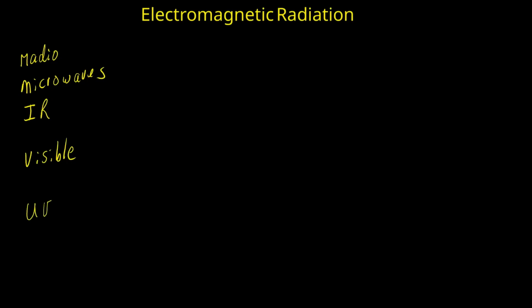Let's discuss different forms of electromagnetic radiation. Okay, we'll start with radio waves, followed by microwaves, infrared or IR, visible, UV, ultraviolet, X-rays, and gamma.